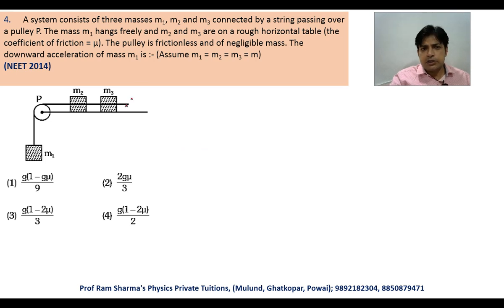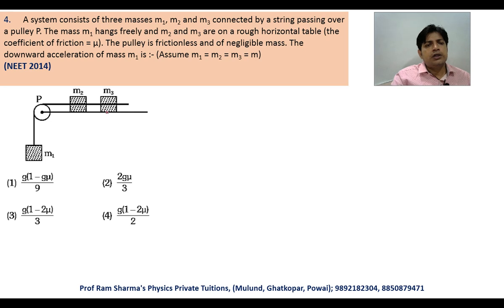A system consists of three masses m1, m2, m3 connected by a string passing over a pulley P. The mass m1 hangs freely and m2 and m3 are on a rough horizontal plane. The coefficient of friction is mu. The pulley is frictionless and of negligible mass. The downward acceleration of m1 is. Let's calculate this. I don't think this is a very tough sum.